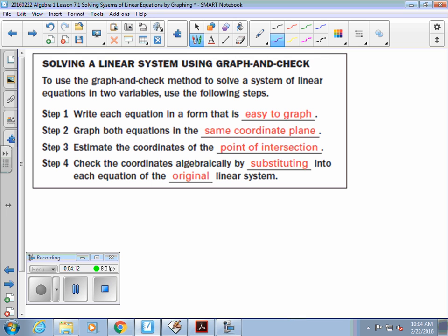Step 4 is to check those points by subbing in that x comma y value. So again, on that one, I had 6, -2. So just like on our bell work, we plugged in x and y to see if we got a true statement. Plug in your x and y value and see if both equations are true. This is why it's called the graph and check method, because you graph them, you estimate what the intersection is, and then you check it.